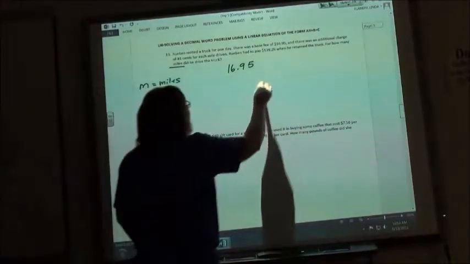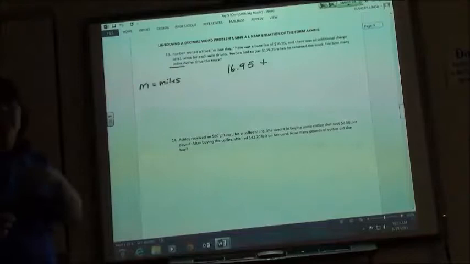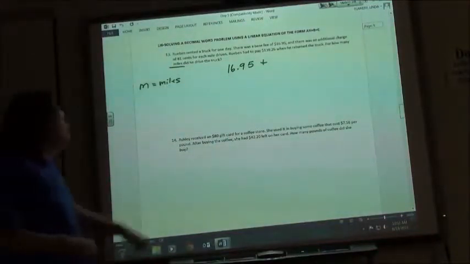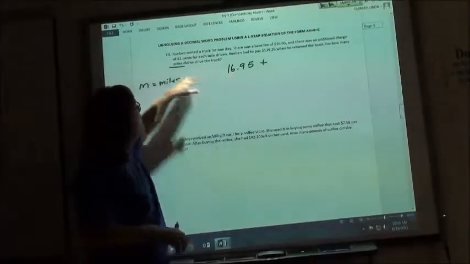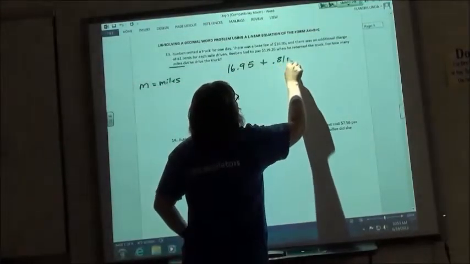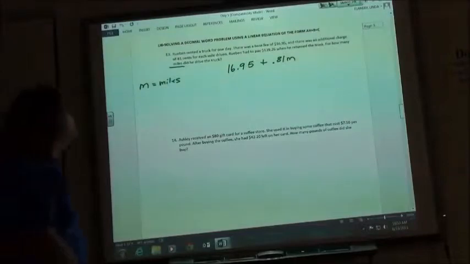There was an additional charge. So I'm going to add. The additional charge is 81 cents for each mile driven. I have to take 81 cents times the number of miles I drove to find out the charge. Be careful, this is in dollars, so 81 cents would be 0.81 times the number of miles, so 0.81 times M would give me my additional charge.